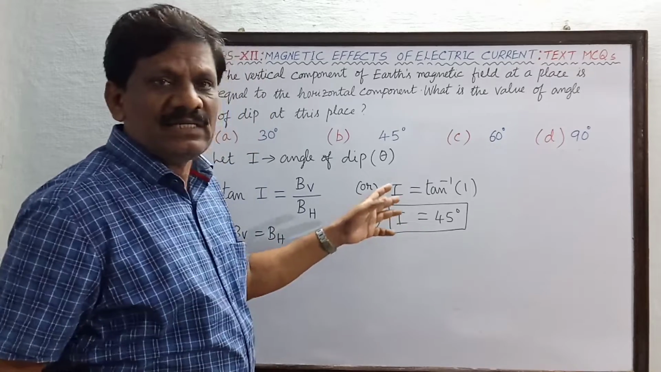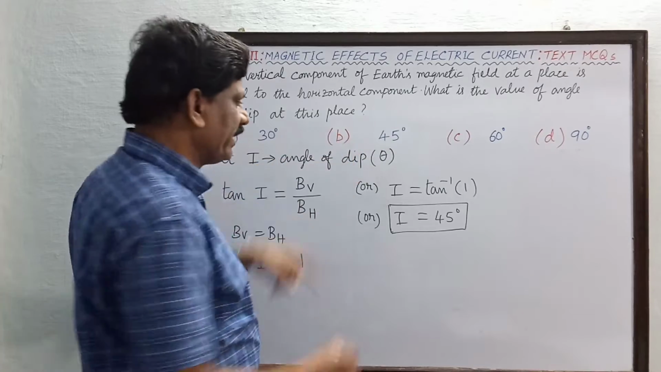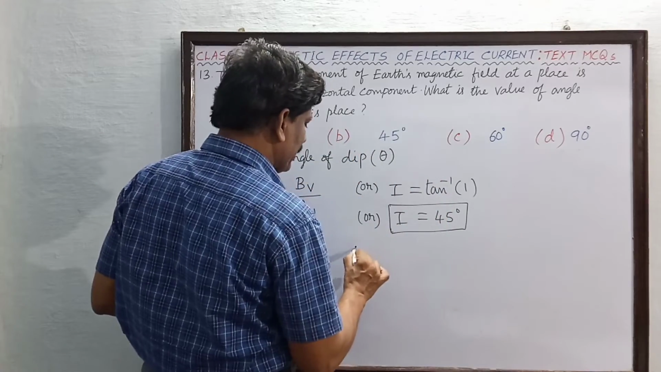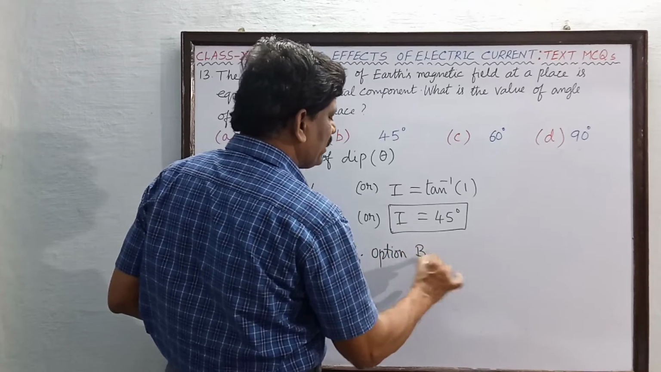So it's a very simple sum only. So option B is the right answer. So the angle of dip I is equal to 45 degree. Therefore, option B is the right answer.